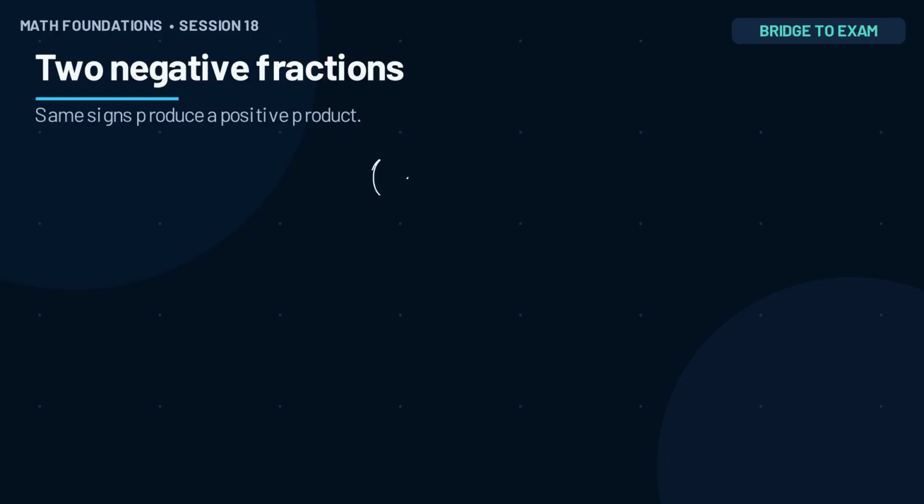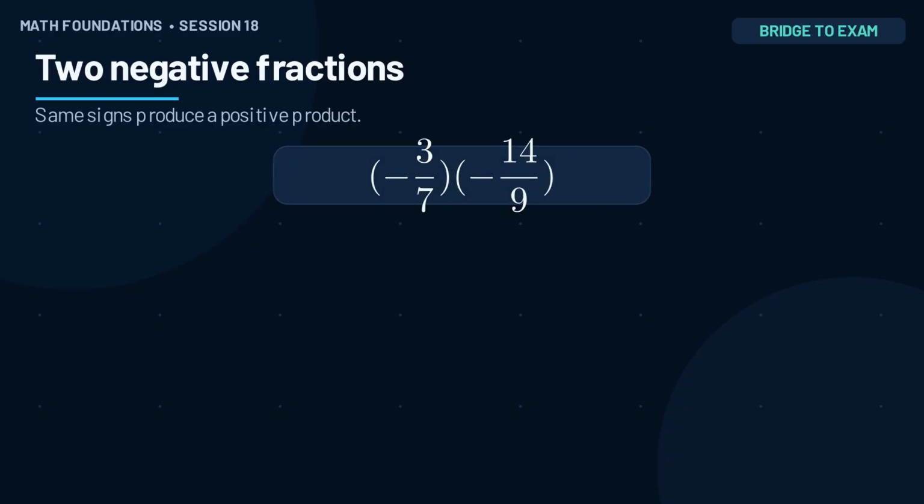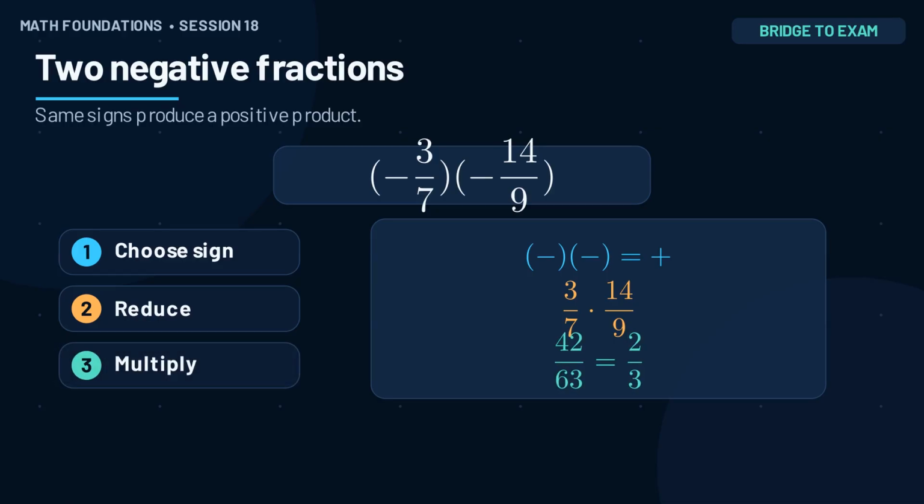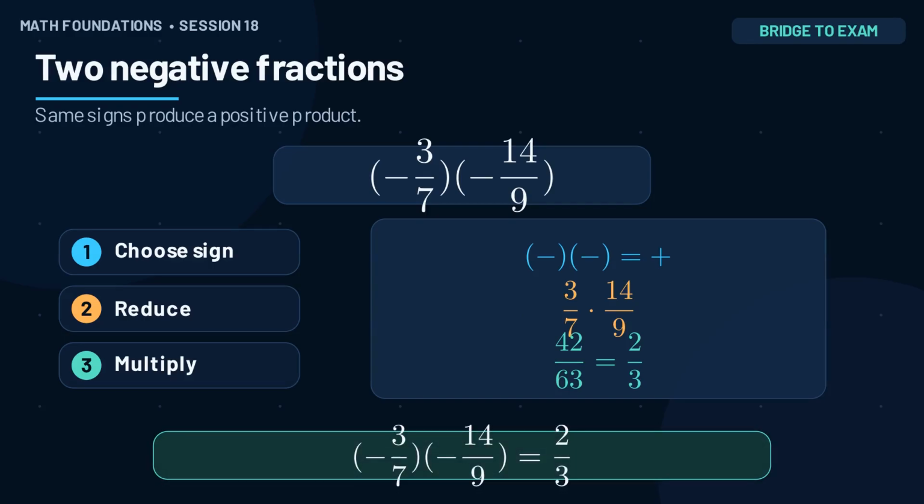Evaluate -3/7 times -14/9. Step 1. Same signs predict a positive result. Step 2. Cancel 14 with 7 to leave 2, and cancel 3 with 9 to leave 1/3. Step 3. Multiply the remaining factors 2/3. Therefore, the product is positive 2/3. Check: two positive magnitude factors below and above 1 can reasonably produce 2/3.